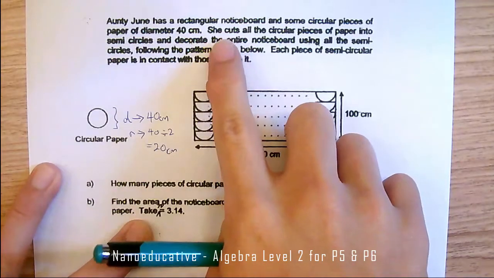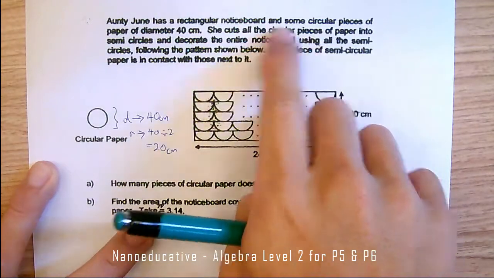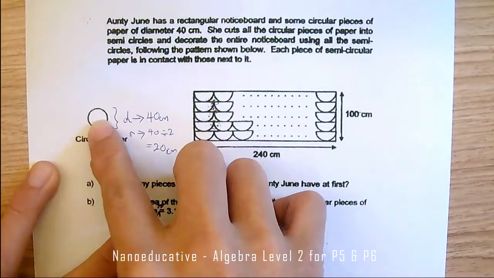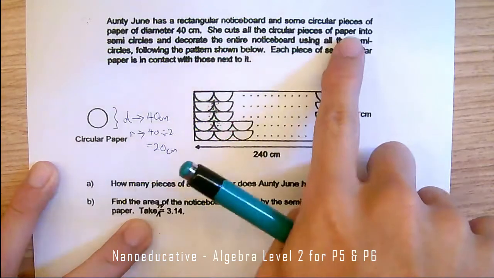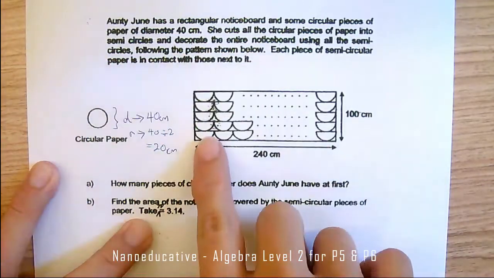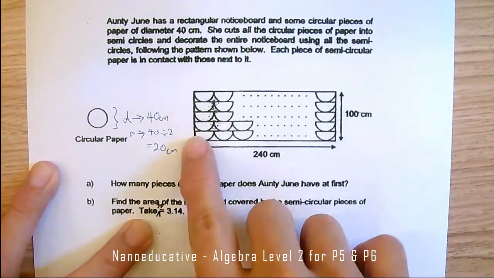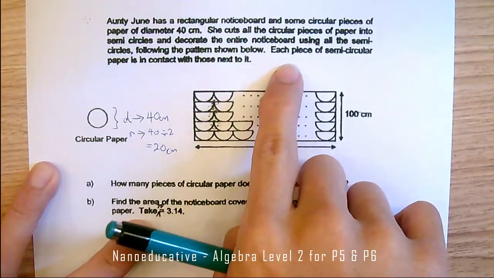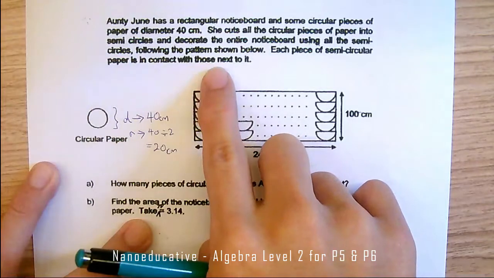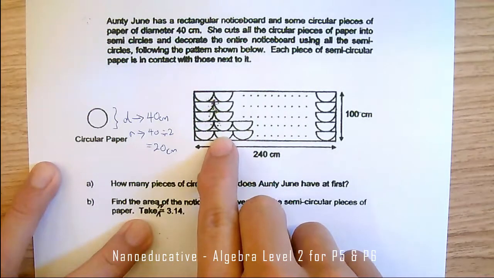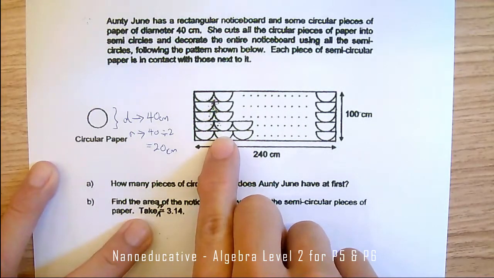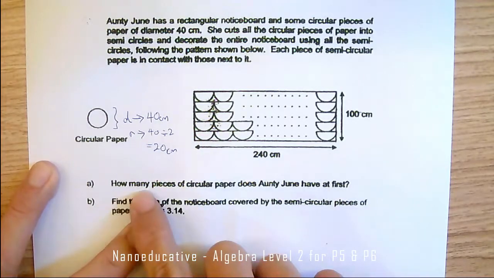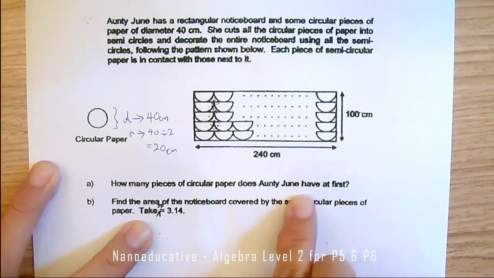Now, what she said is that she cuts all the circular pieces of paper into semicircles. So that means she cut them into two and decorates the entire notice board using all the semicircles, following the pattern shown below. So she is actually stacking them, right? And each piece of the semicircular paper is in contact with those next to it. So they are exactly touching each other, but there is no overlap. So this makes it very easy. They're asking for how many pieces of circular paper does Auntie June have at first.